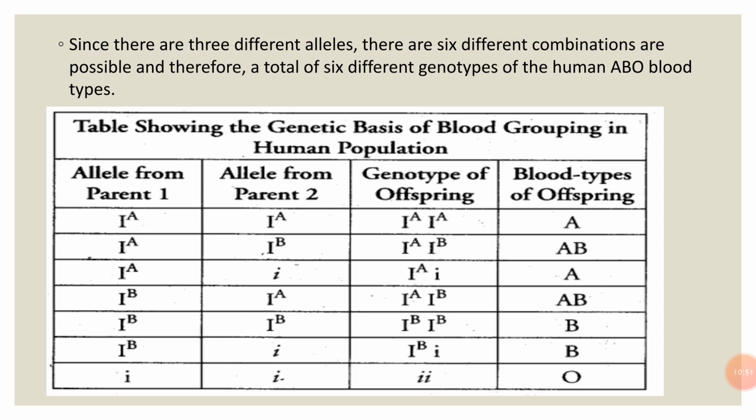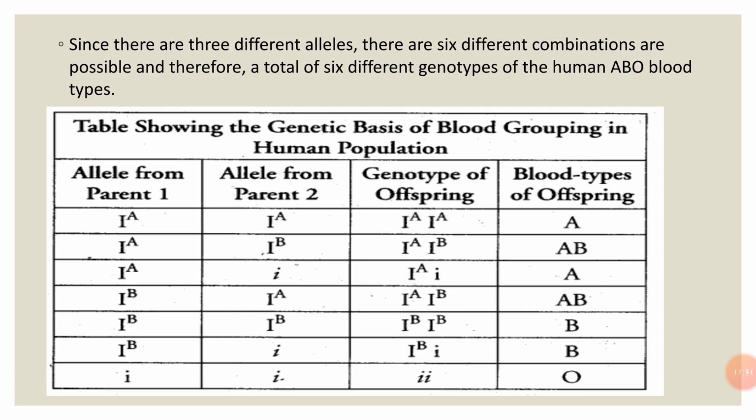If both parents have capital IA, then the genotype of the offspring will be IA IA, and the blood type is A. Suppose parent 1 has capital IA and parent 2 has IB, so the genotype is IA IB. Here both the alleles express their character, and hence the blood group is AB. In the third one, if parent 1 has IA and parent 2 has small i, as I said, capital I is completely dominant over small i. Here also the blood group will be A.